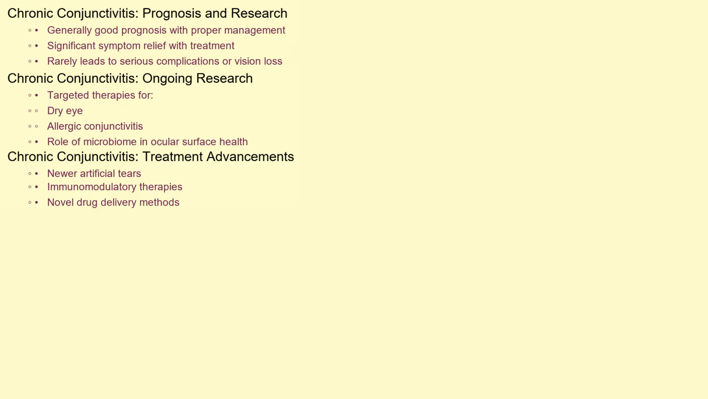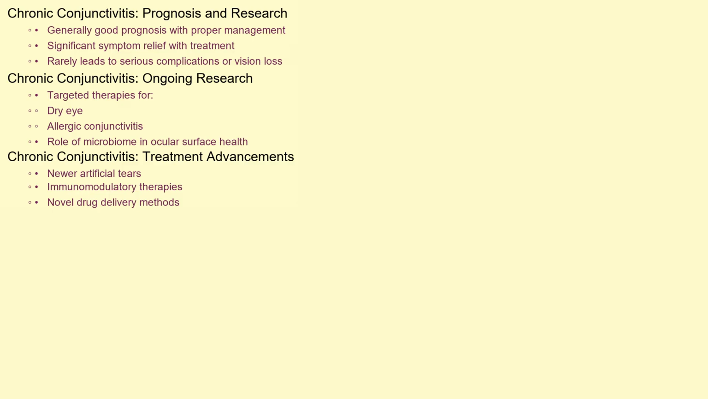The prognosis for chronic conjunctivitis is generally good, especially when the underlying cause is identified and managed effectively. Most people can achieve significant relief from their symptoms with appropriate treatment. While chronic conjunctivitis can be frustrating and persistent, it rarely leads to serious complications or vision loss.